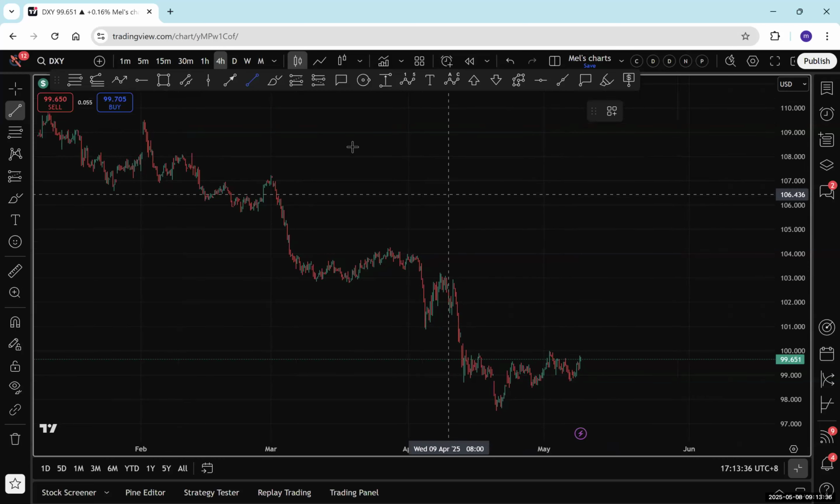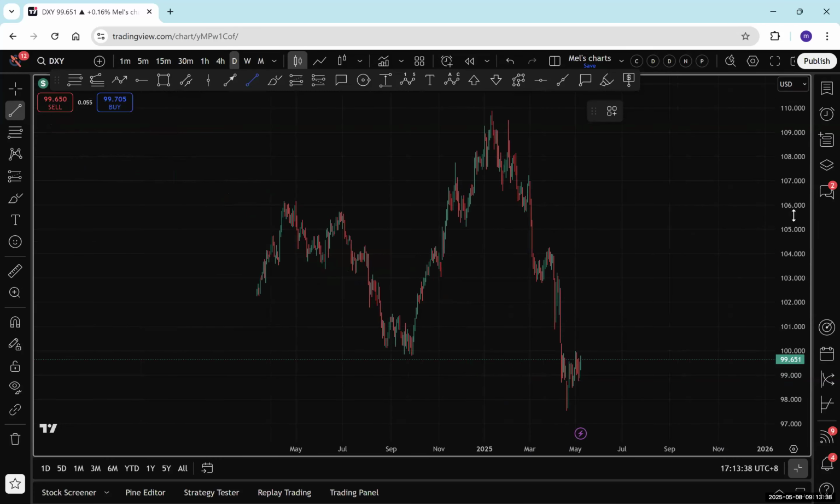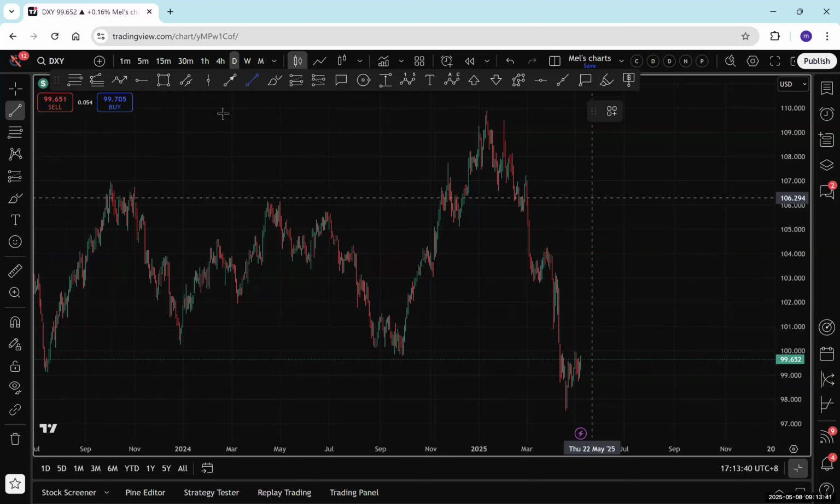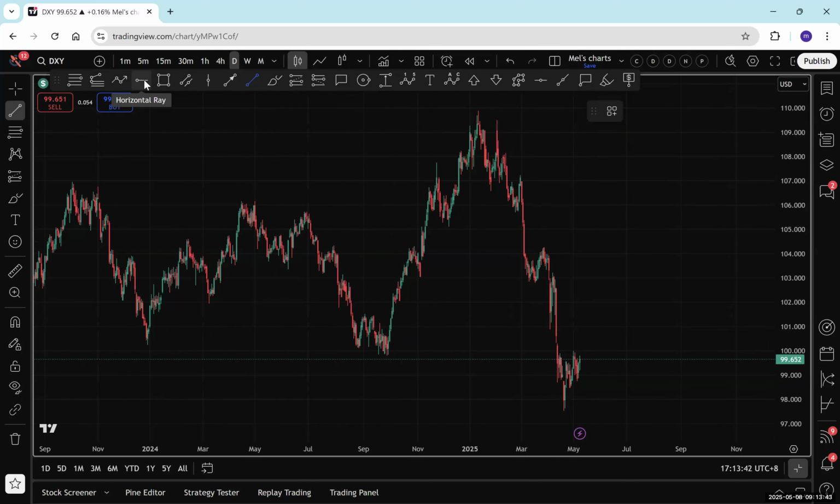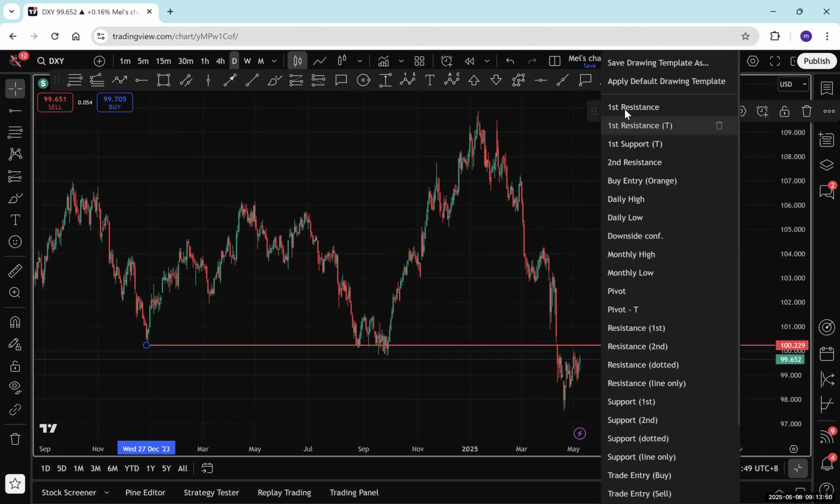So you can see recently, I'm gonna analyze this on our daily time frame. And I'm gonna start by adding our horizontal levels. So I will add our first resistance up here.